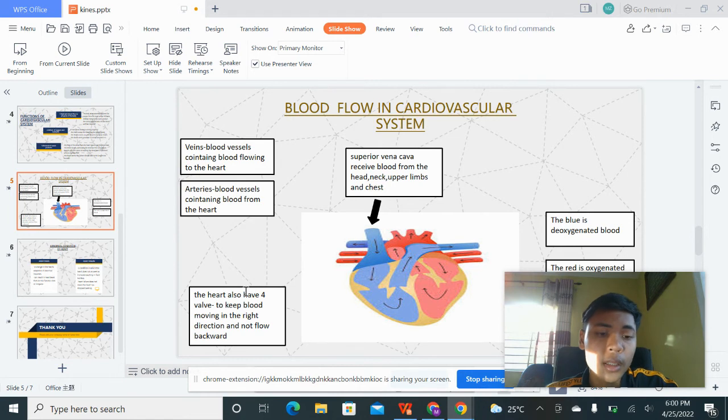The heart also has four valves to keep blood moving in the right direction and not flow back. The right ventricle pumps the oxygen-poor blood to the lungs through the pulmonary valve. The left atrium receives oxygen-rich blood from the lungs and pumps it to the left ventricle through the mitral valve. The left ventricle pumps the oxygen-rich blood through the aortic valve out to the rest of the body.